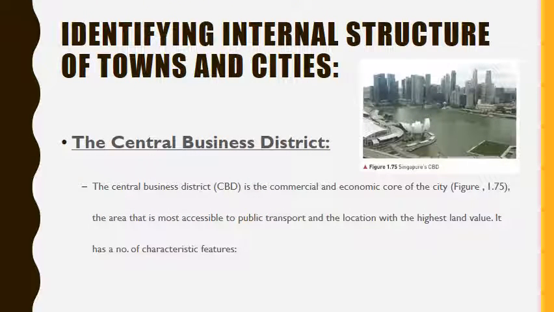Identifying internal structure of towns and cities. The Central Business District (CBD) is the commercial and economic core of the city. Picture 1.75. It is the area that is most accessible to public transport and the location with the highest land value. It has a number of characteristic features.